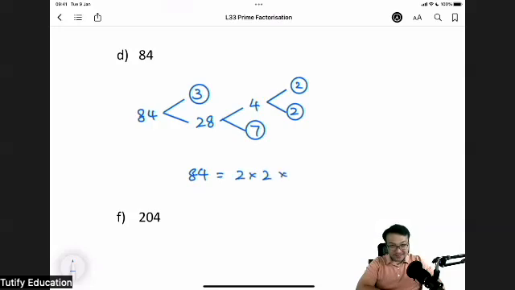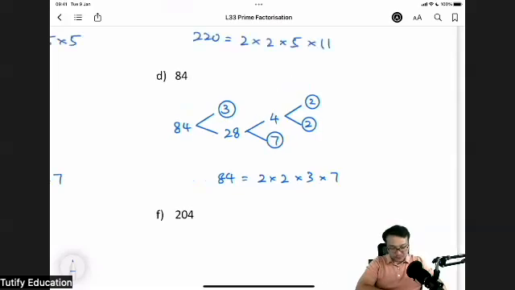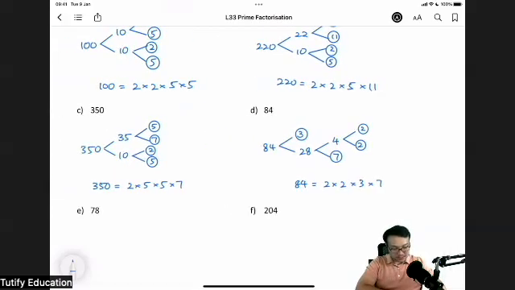Try again, try again. There's a reason why I circle all the prime numbers, so that we won't miss out. 84 is 2 times what? 3. Yes. Then? 7. Very good. Well done, Benjamin. Any questions about this, Benjamin? No. Okay, well done. So students, this is C and D, okay?